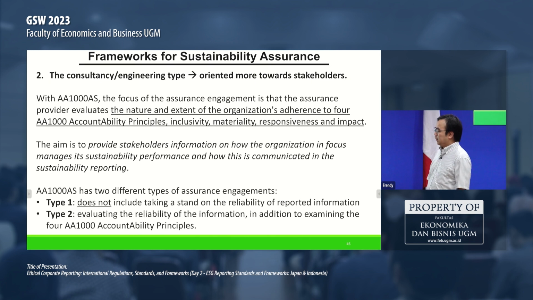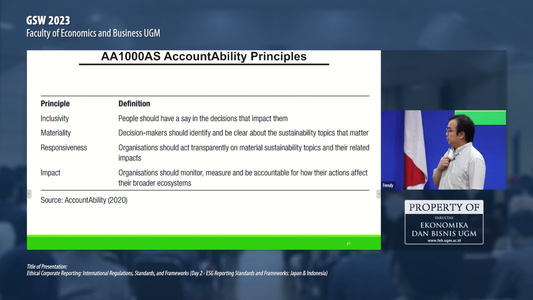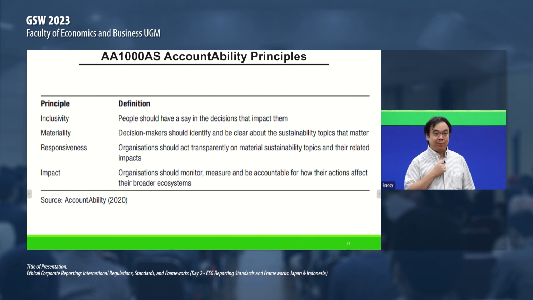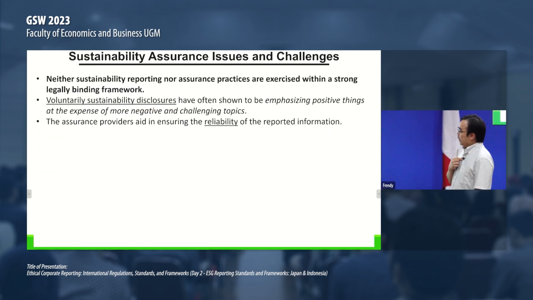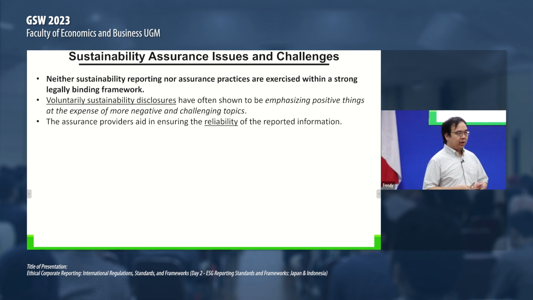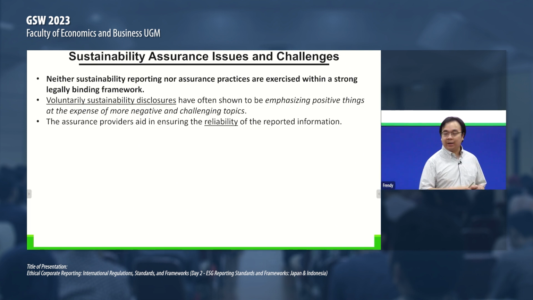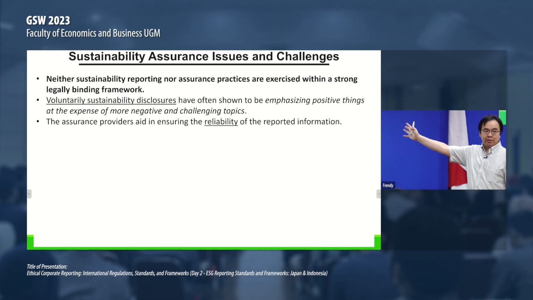The other one, here we refer to the AA and AS standards. These standards are mostly used by the people who audit or provide assurance services for sustainability reporting. So these are the limitations of current standards on assurance. First, there are still not very strong regulations behind it.